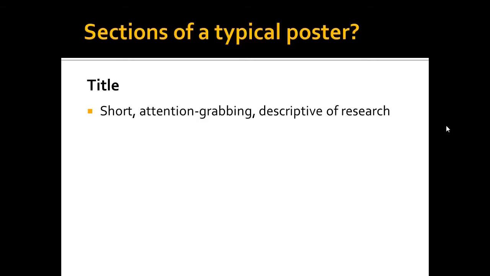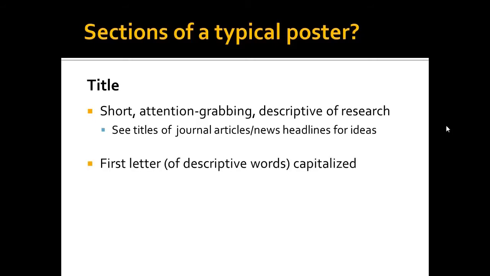One good way to look at the types of titles that are generally used are to look at journal articles and news headlines for your topic. This will give you a good idea of how to phrase your title. Titles should also have the first letter of each word capitalized. This, of course, is not a stern rule, but does make for a good-looking poster. You don't want your title to be all in capital letters. That can be very distracting. And so I'll give you some examples on the following slide of what some titles might look like with this format.